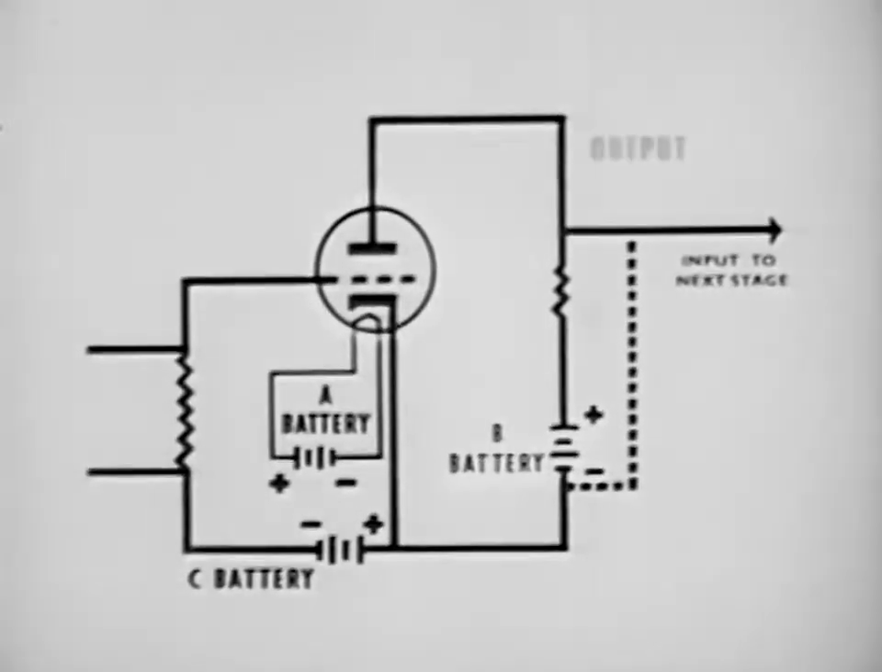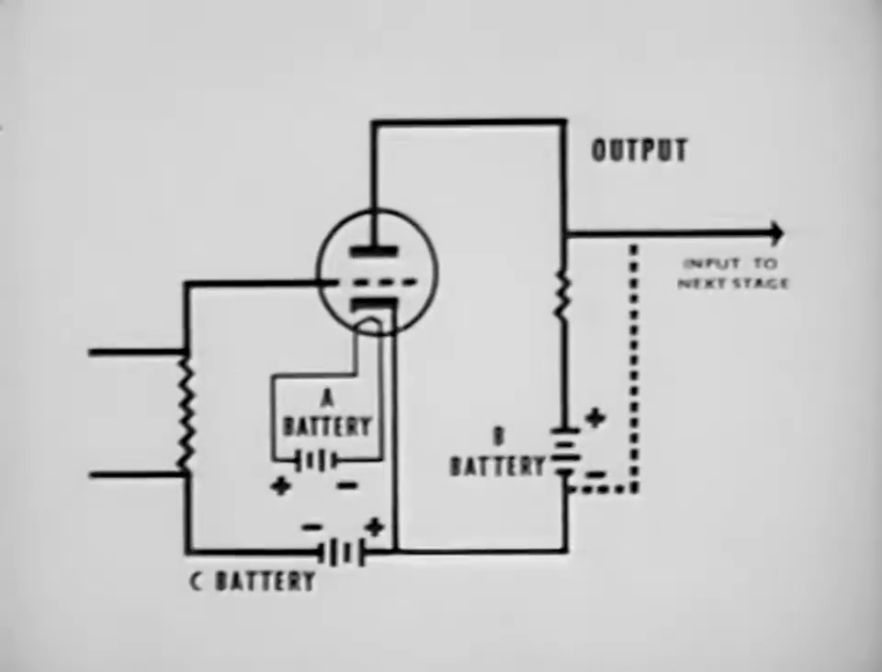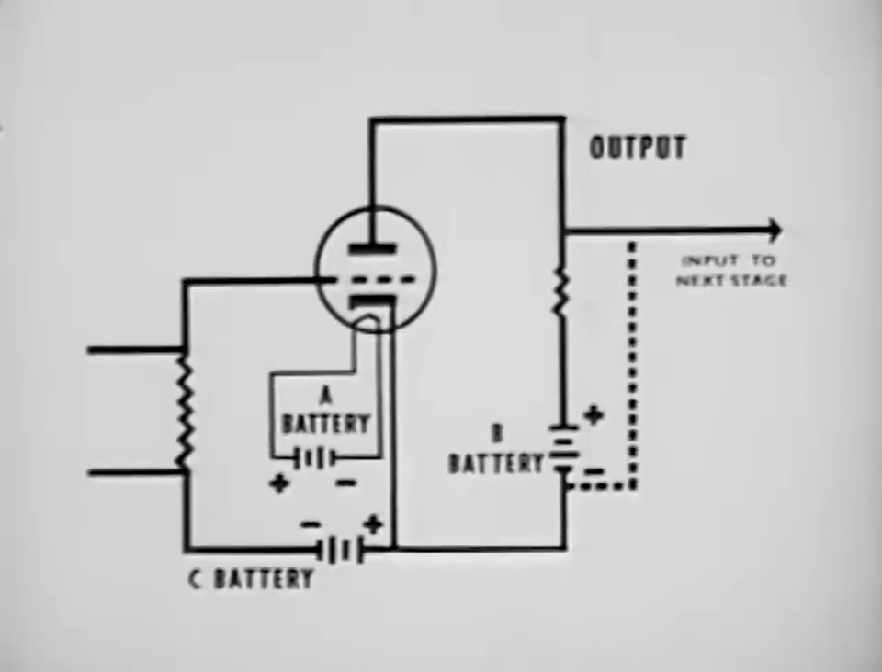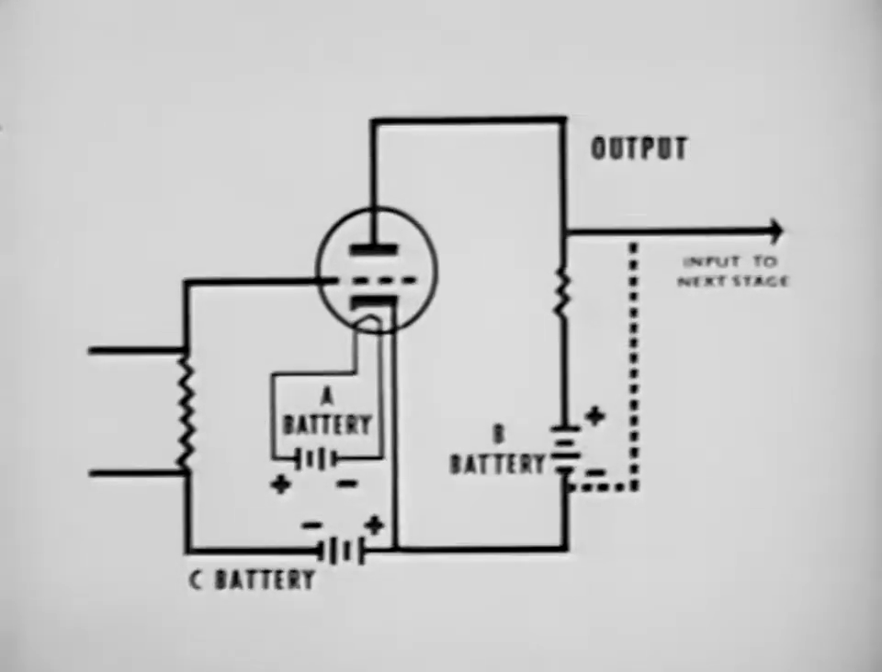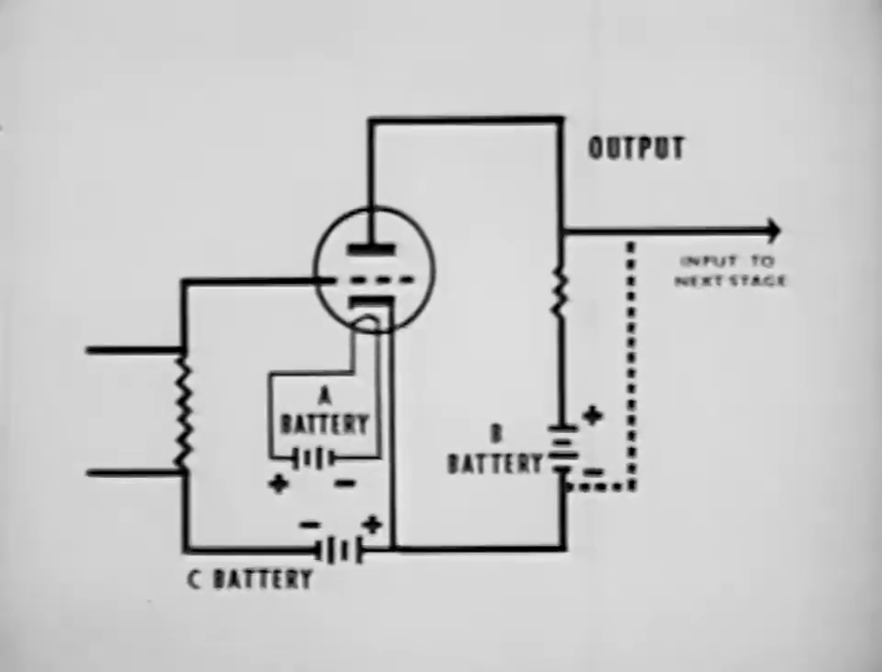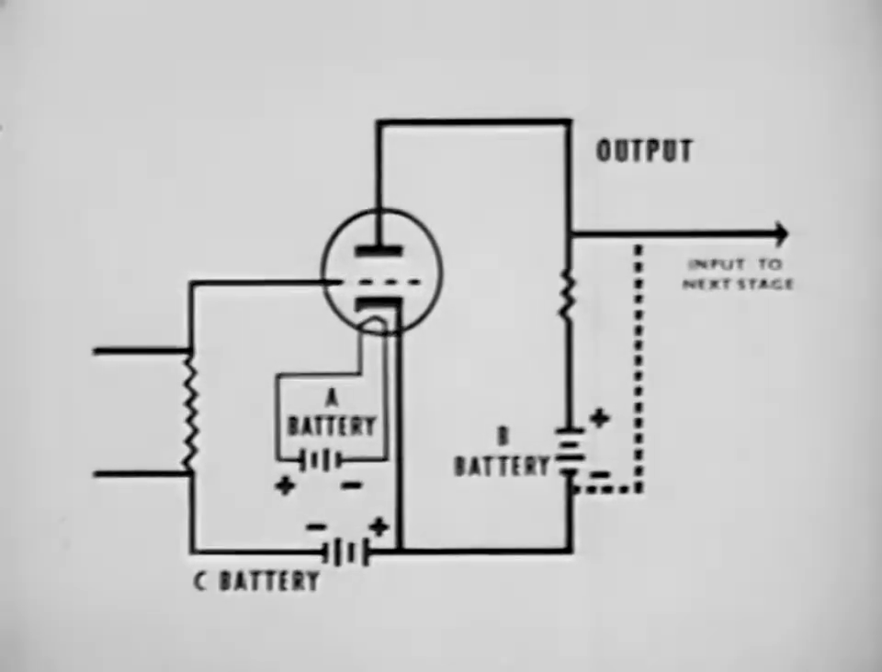Power for the output circuit is supplied by a B supply, in this case a battery. The positive side of the B battery is connected through a resistor to the plate of the tube. The negative side of the B battery is connected to the cathode. Bias voltage is supplied by a C battery, with the positive side connected to the cathode, and the negative side connected through a resistor to the grid.